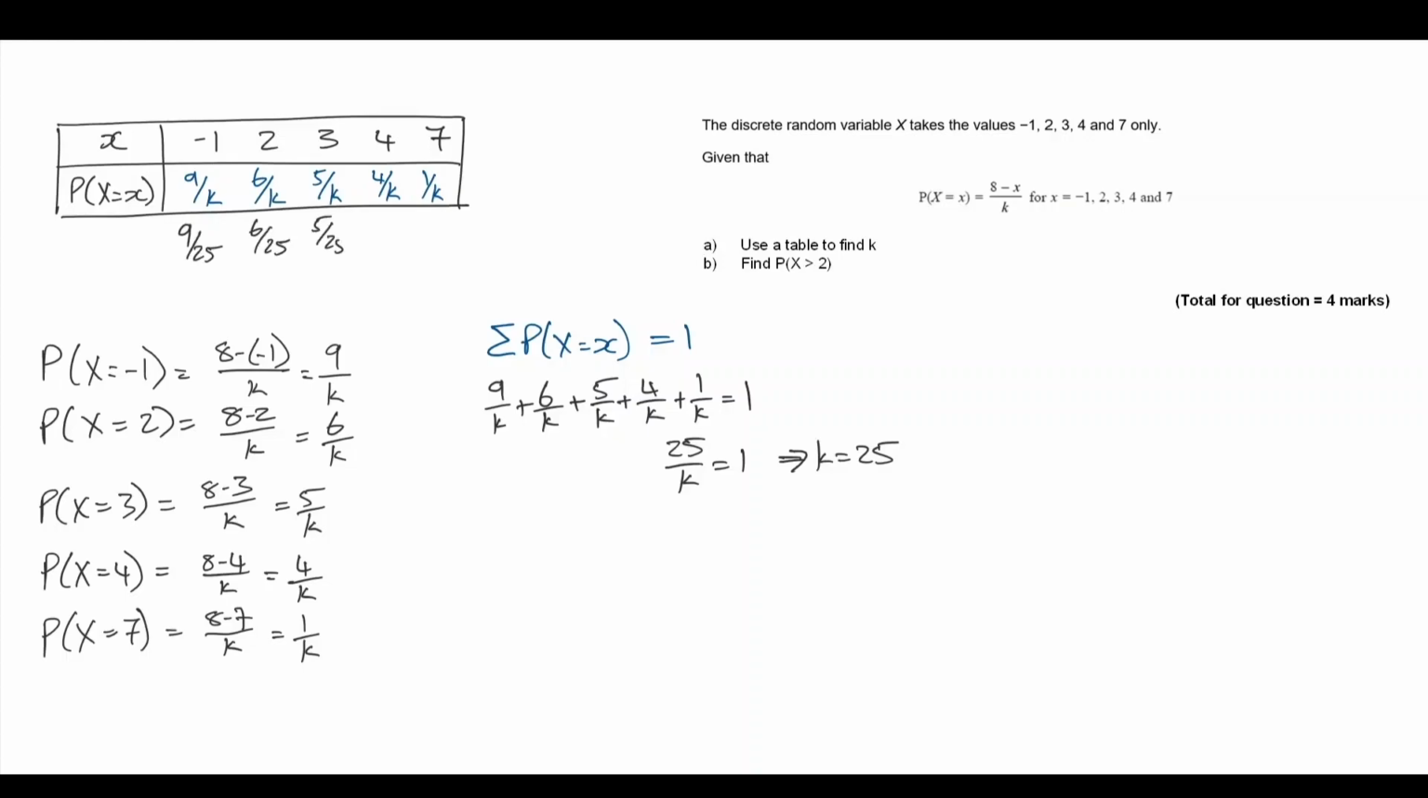As soon as I know the value of k, I always go back to the table and rewrite these algebraic expressions as numerical values. So we know the fraction for each of these possible outcomes. This typically helps with whichever part of the question is coming next.